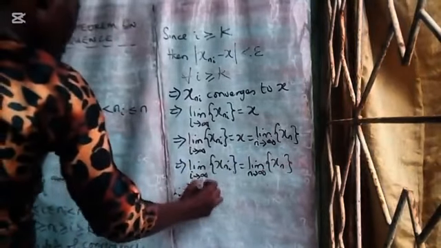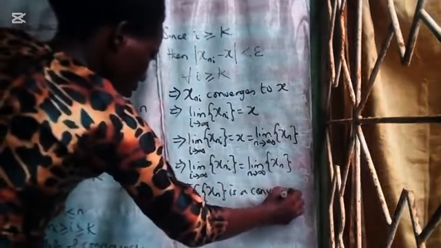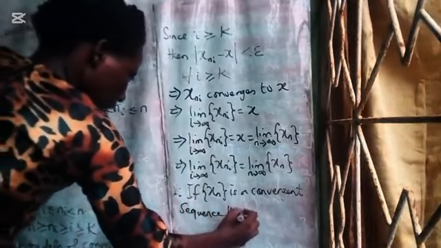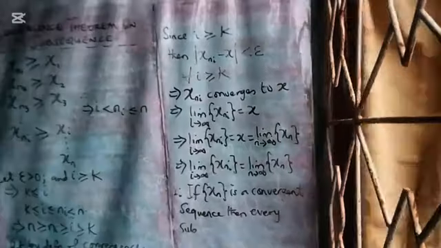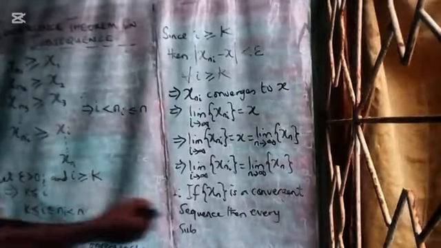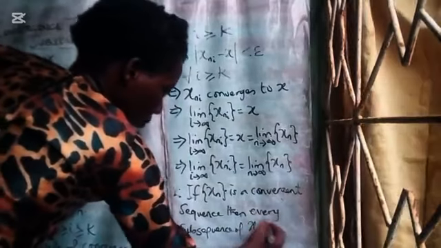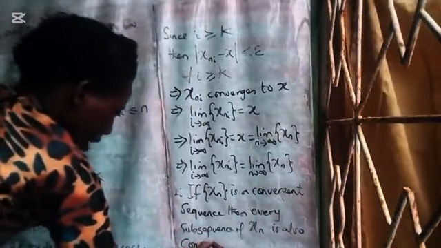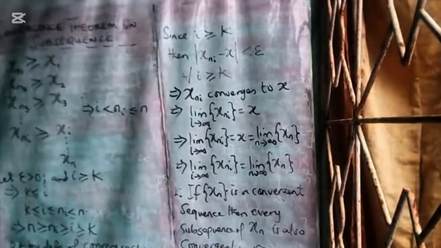Therefore, if x of n is a convergent sequence, then every subsequence of x of n is also convergent, and that is the proof for the convergence theorem on subsequence.